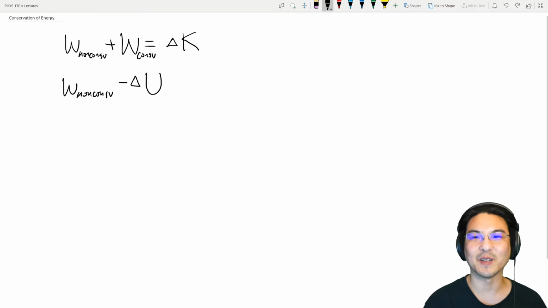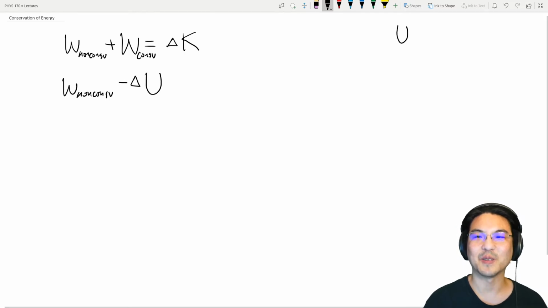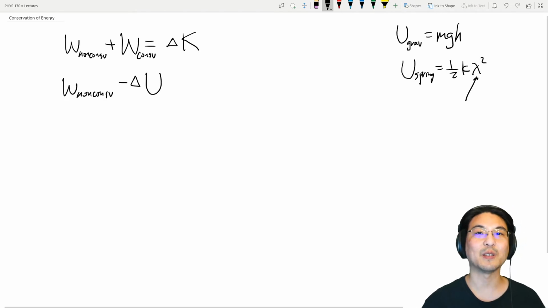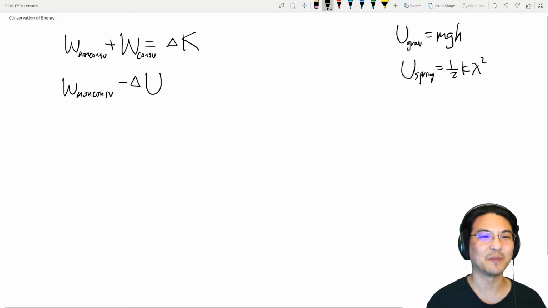And let me just jot on the side. We know potential energy for gravity is like weight times height above a datum of your choice. Potential energy for a spring looks like 1/2 kx squared, where x is just the displacement from the unstretched position. Okay, so we know two of these right here, potential energy.